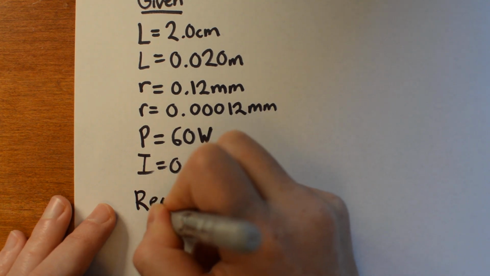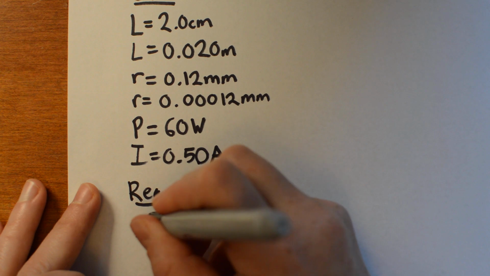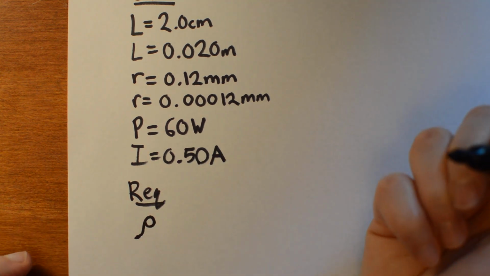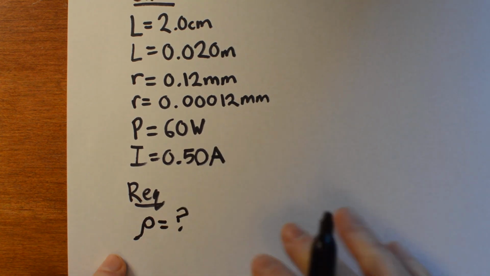And what I'm trying to find is the resistivity. If you remember, the symbol for resistivity is rho. It's a Greek letter, like a curly kind of P without the top stick piece. So that's a rho for resistivity. That's what I'm trying to find.